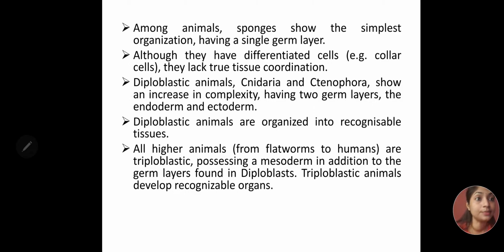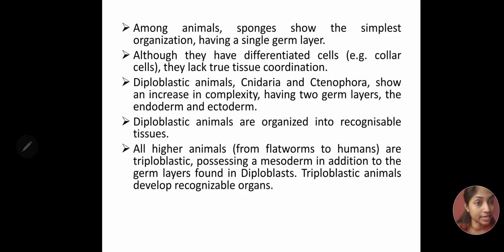Whereas diploblastic animals like cnidarians and ctenophores show an increase in complexity, that is, they have 2 germ layers, the ectoderm and the endoderm. The diploblastic animals are organized into recognizable tissue. So you find tissue grade of organization in these diploblastic animals.